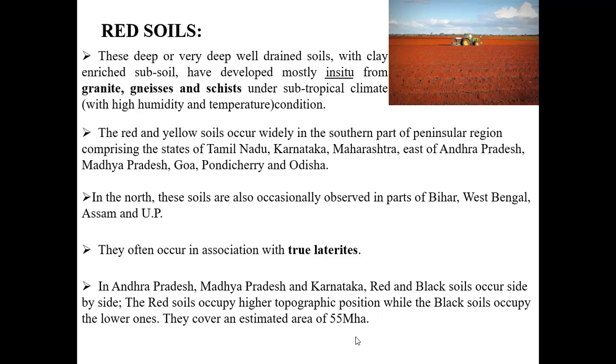Overall in India, it was estimated that these red soils are distributed over 55 million hectares. So remember, students, these soils are developed on granite, gneiss and schist. They are sometimes associated with true laterites, and these are the few states across which they are distributed, around 55 million hectares. Especially in higher topographic positions we can see red soils, and in lower topographic positions we can see black soil. So this is some explanation of red soil.